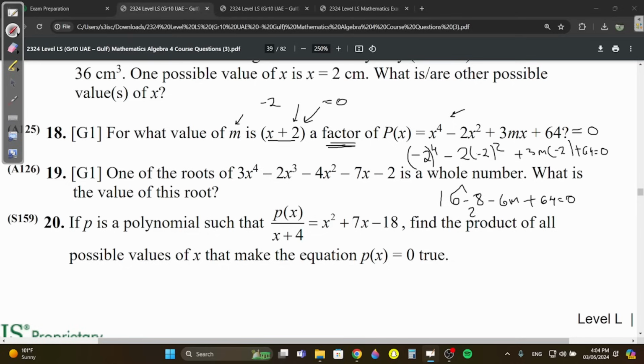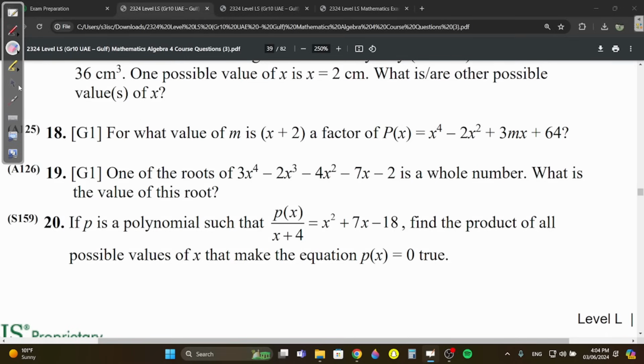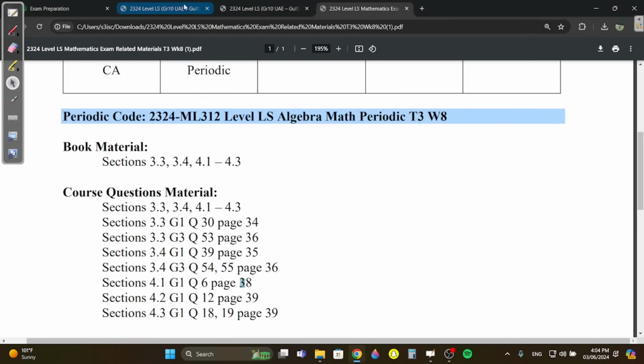16 minus 8 is 8. So 8 minus 6m minus 64 equals 0. Take this up: 8 plus 64 is 72, minus 6m equals 0. Take 6m to the other side, you get 72 equals 6m. Divide by 6, you're going to get m equals 12. Remember, no calculators.